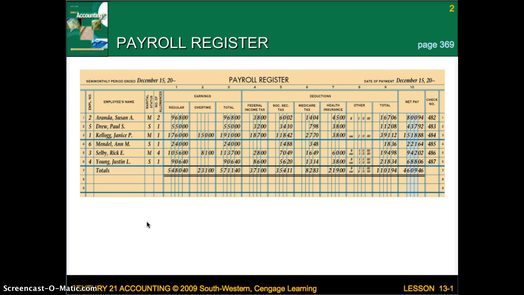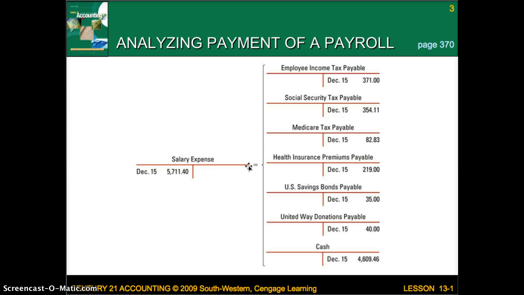So we looked at this last chapter, this payroll register of their name, their earnings, all their deductions, their net pay. So you learned how to do this last chapter. Now we need to analyze the payment of a payroll. So our salary expense will be debited, because remember, all expenses are debited. And if you look at that debit number, what we are having to pay out should equal all of these credits in all these different things that we're paying out.